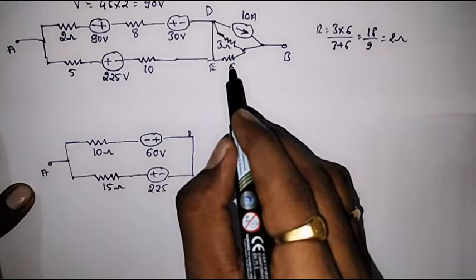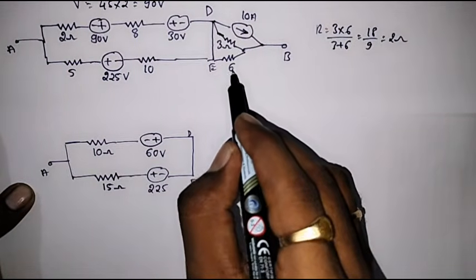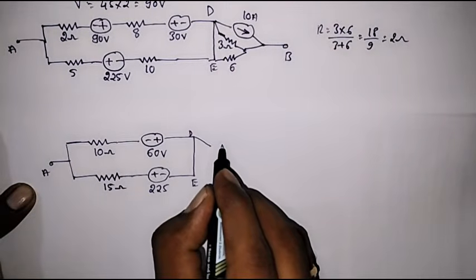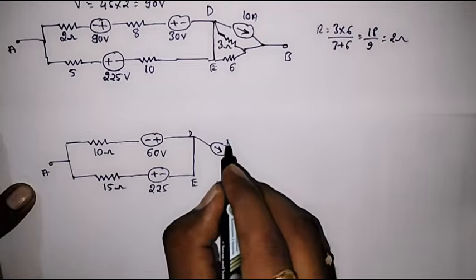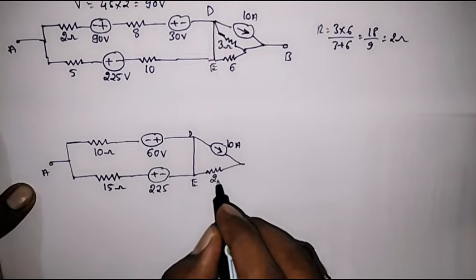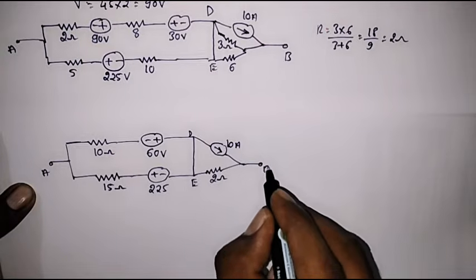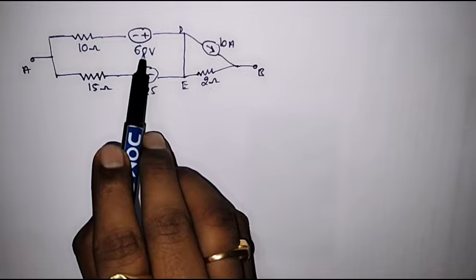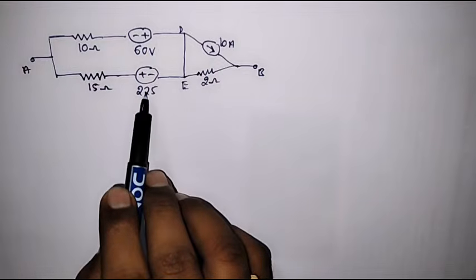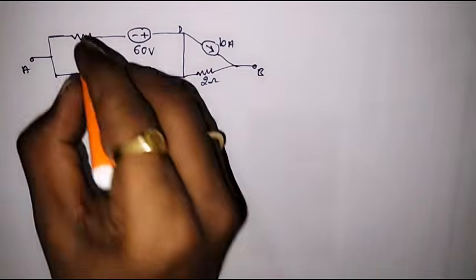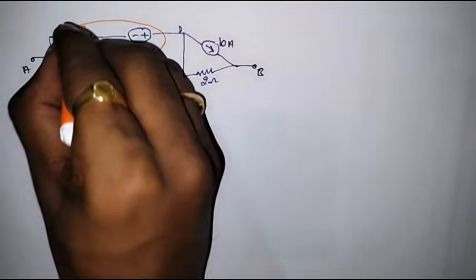Here 3 and 6 are in parallel. I can replace this with a single resistor 2 ohm. This was a current source of 10 amp, and there is a resistor of 2 ohm connected to node B. We can convert this voltage source into current source, as well as this voltage source into current source, by applying source transformation. I will apply source transformation here.